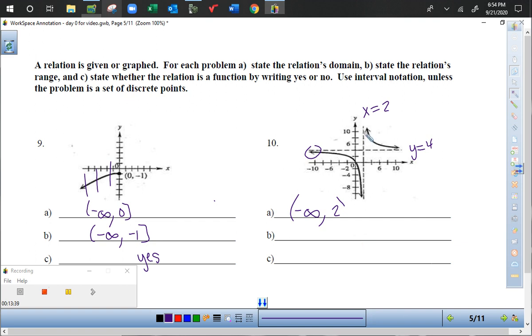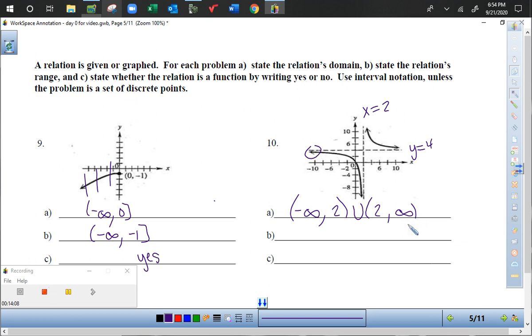Then we pick back up right on the other side of this, so we'll put a U in between here for union to talk about that second piece. This piece picks right back up where we left off, so we're going to start at 2 again, but not included, and then keep on going to the right towards infinity.